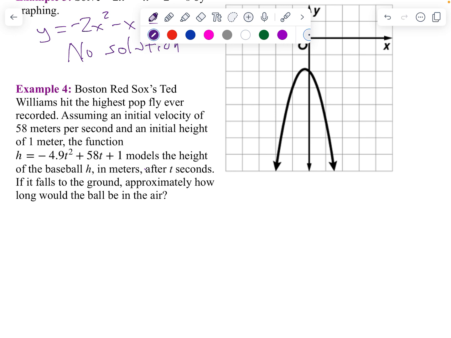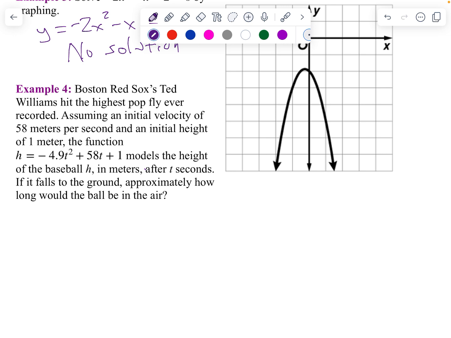Now, here we have an application problem. It says Ted Williams hit the highest pop fly ever recorded, assuming an initial velocity of 58 meters per second and an initial height of 1 meter. We have this function that models the height of the baseball, h, in meters after t seconds. If it falls to the ground, approximately how long will the ball be in the air?